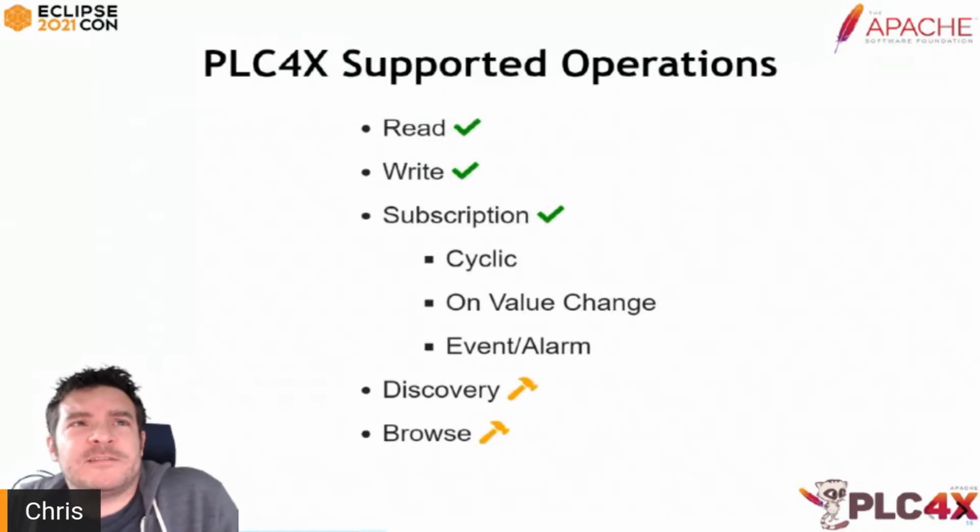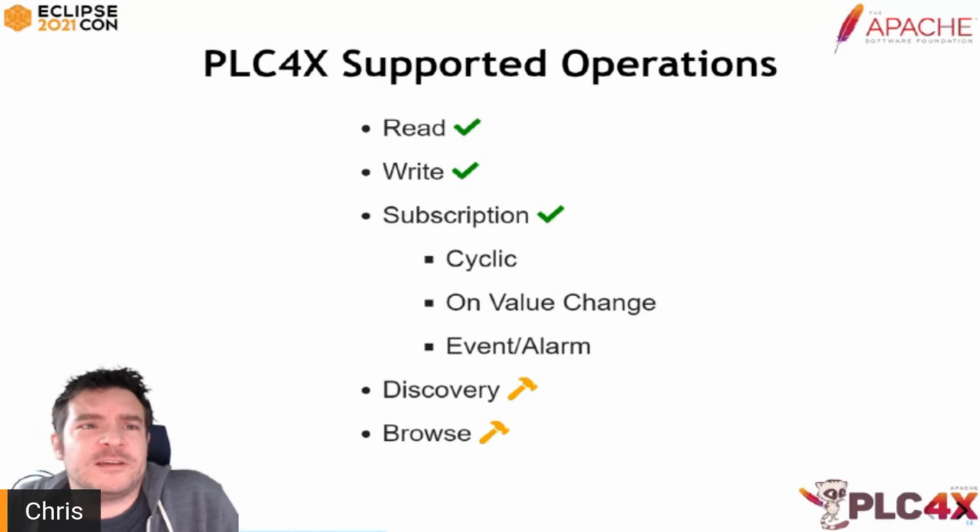So what Apache PLC4X supports right now, well, it's classical read and write of data, but also subscription. So you can subscribe for cyclic data. For example, with Profinet, you say, I'd like this value every 100 milliseconds, and the system will take care of publishing data. We've also got on-value change. That's very prominent in, for example, the KNX protocol. So whenever a state changes, there's an event sent, or what happens quite frequently in PLCs is there's an event, and that triggers something.